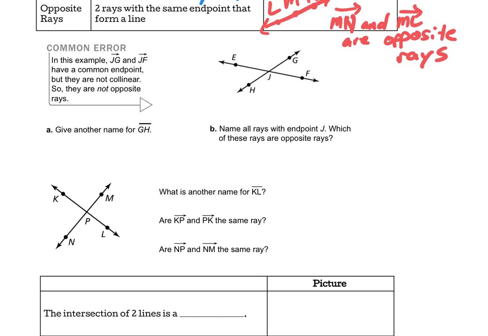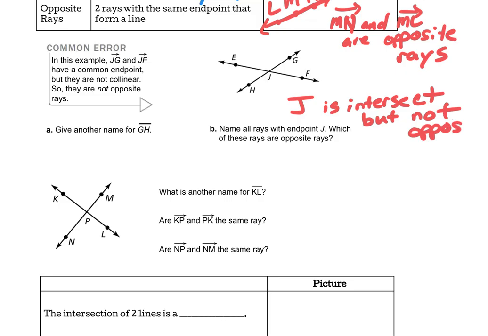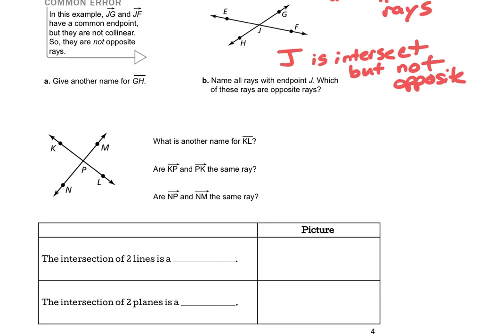Something you could write down here. J is the intersection, but those rays are not opposite. So just because they intersect at a point.